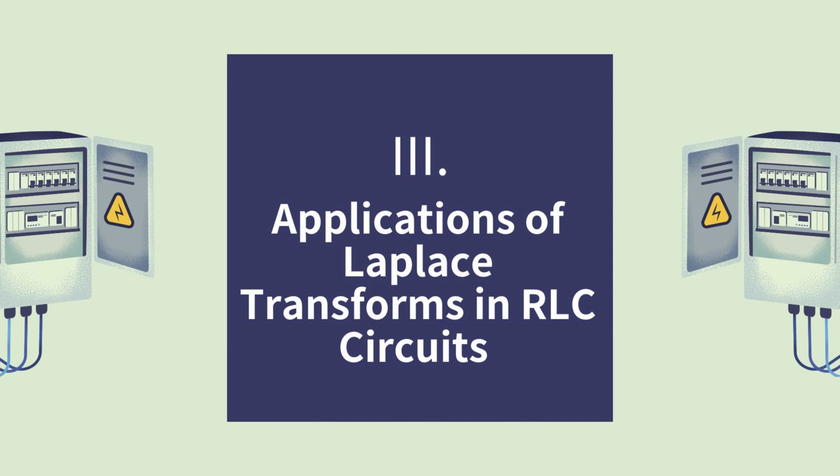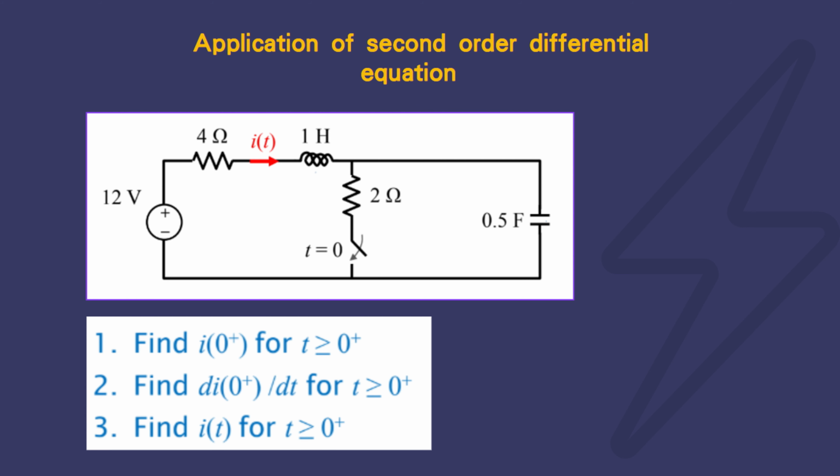Solving transient circuits with Laplace, where math meets engineering. I will walk you through the solution of a second-order RLC circuit involving a 12-volt DC source, 2 resistors, a 1 Henry inductor, and a 0.5 Farad capacitor. The goal is to analyze the current response I of t after the switch is closed at t equals 0.